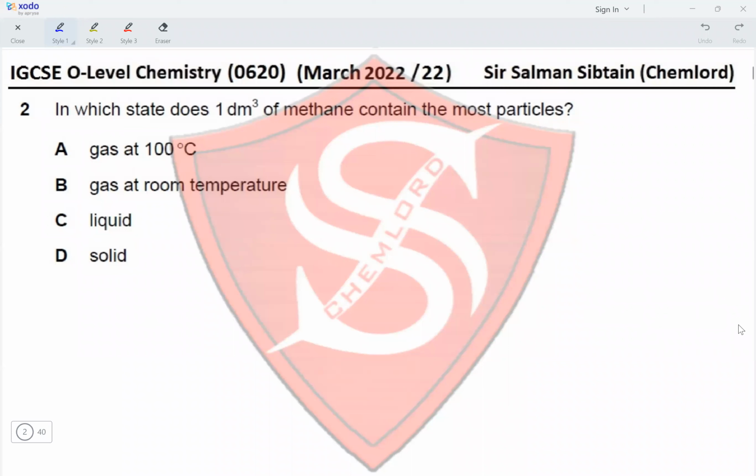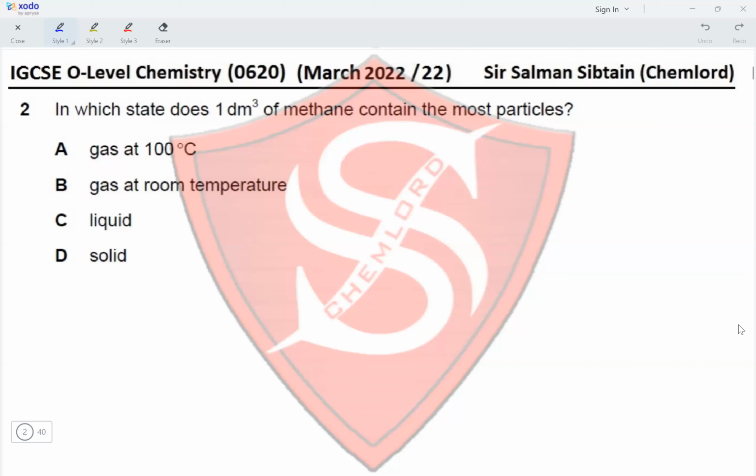Question 2. In which state does 1 dm cube of methane contain the most particles? So if we have this gas at 100 degrees Celsius, the particles would be further apart. So the number of particles in 1 dm cube of the gas would be very less compared to the next option, which is gas at room temperature. Since the temperature is lower, the kinetic energy possessed by the molecules would be lesser. So the molecules will be relatively closer together. So more molecules in the gas state at room temperature than in the gaseous state at 100 degrees Celsius.